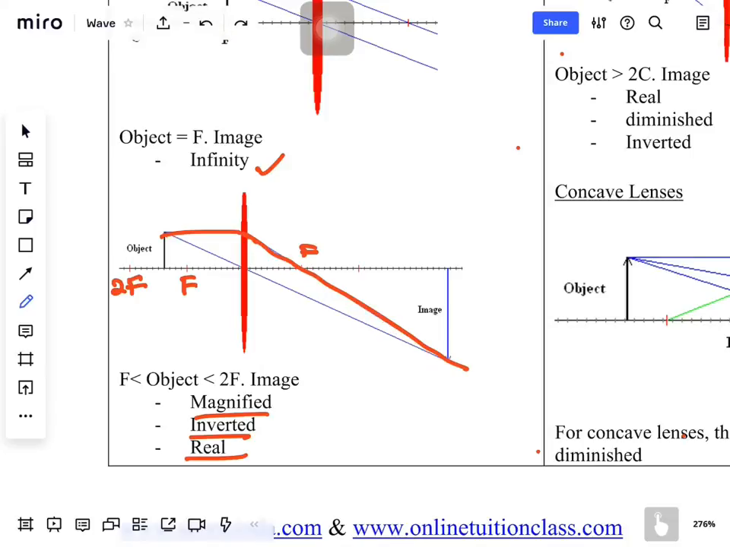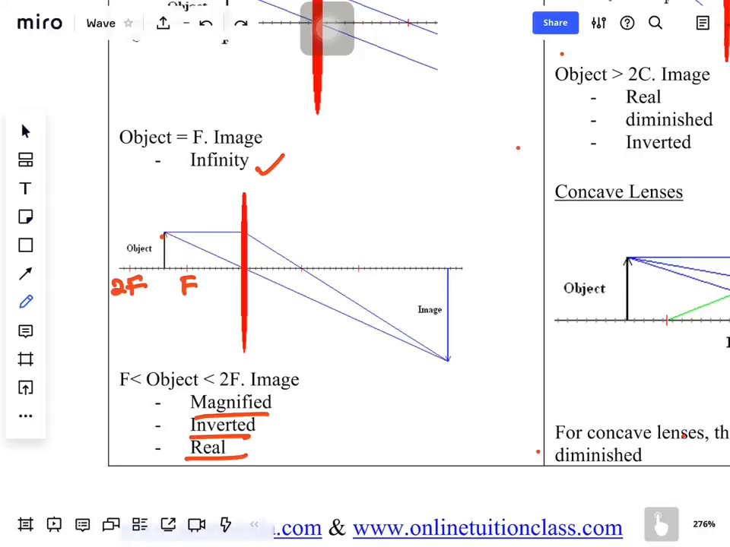But if you compare this to a mirror, a mirror reflects. In this case, lenses refract. Refract means the light is able to pass through, but then it bends and moves through the lenses.